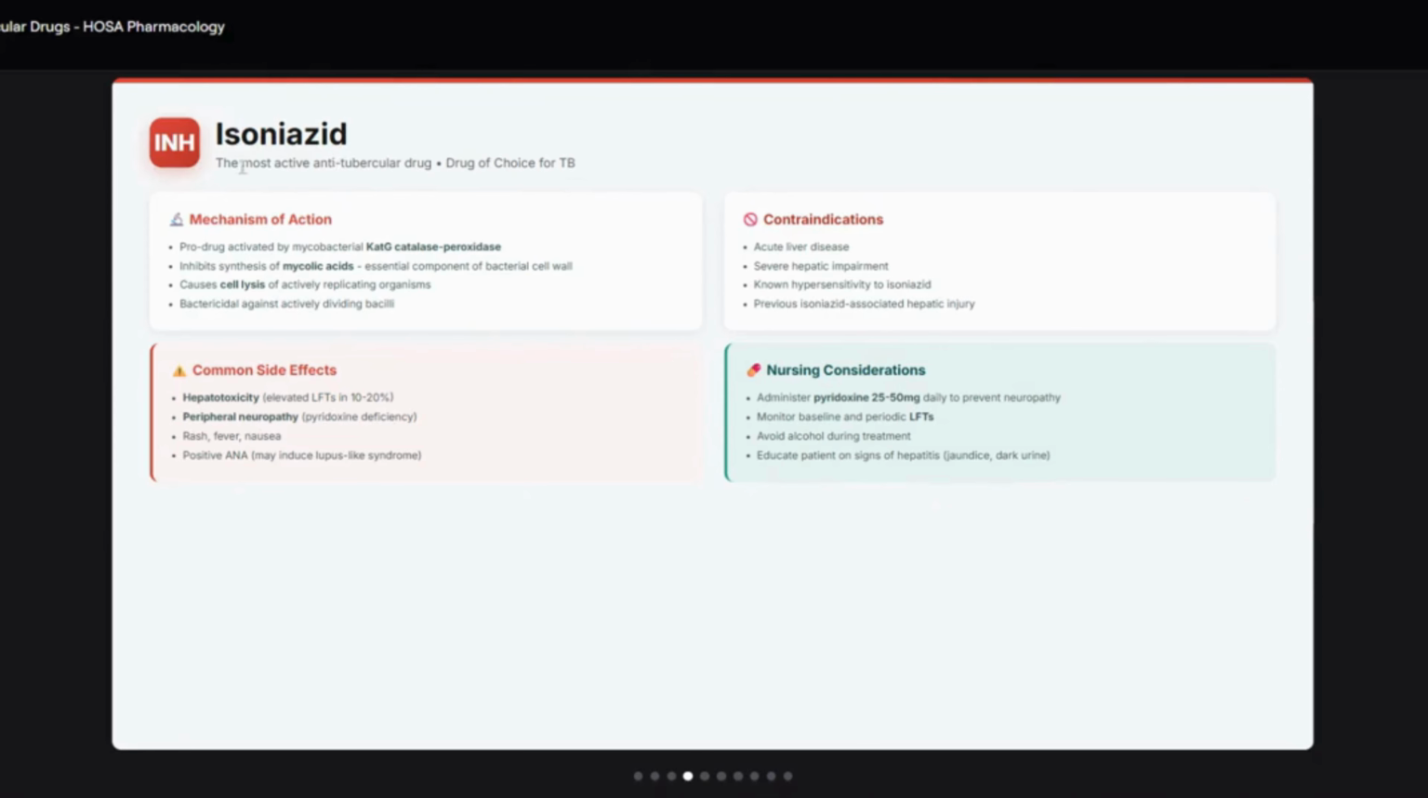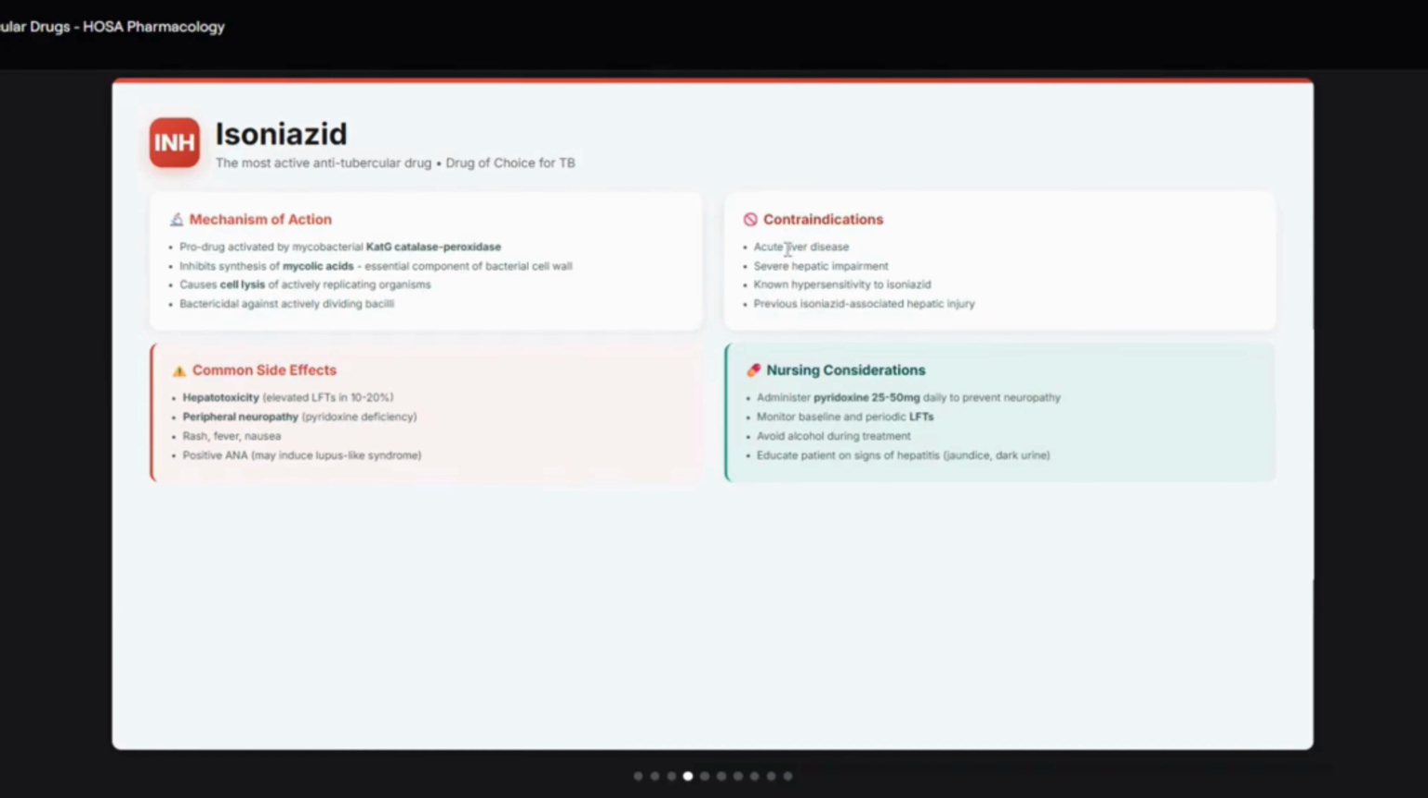First drug, isoniazid. As you can tell, this is the most popular anti-TB drug. I don't think you really have to know the mechanism of action for this, but you should know that it can cause peripheral neuropathy, which, if you don't know what that is, is basically damage to the nerves, like your exterior nerves, which means you may feel tingling or numbness in your hands or feet. That's what peripheral neuropathy is.